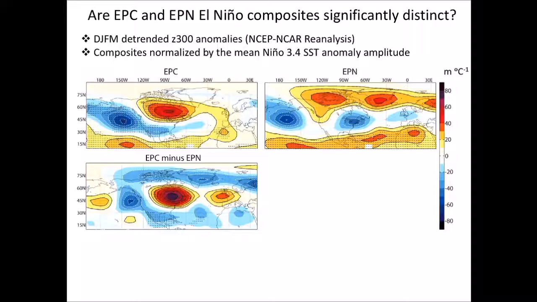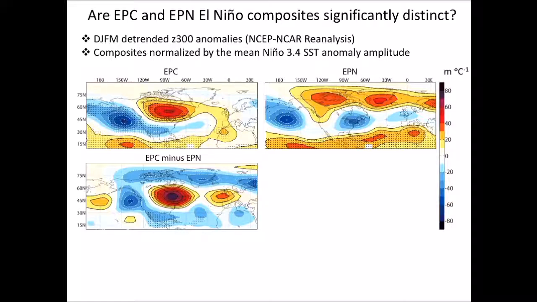So here we're looking now at normalized composites of the 300 millibar height anomalies. On the top left here, this is the convective Eastern Pacific. On the top right, the non-convective Eastern Pacific, and then here's the difference. And stippling indicates statistical significance at the 5% level. So you can see there are some notable differences between the two.